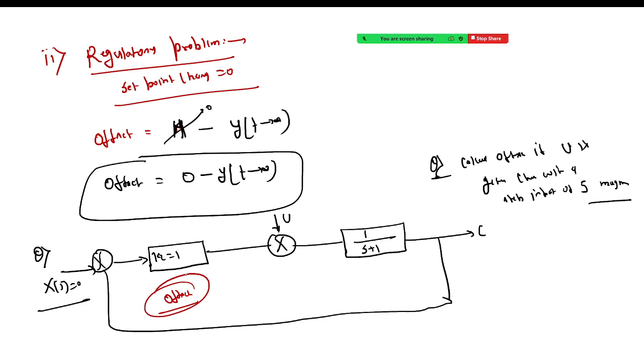First, just try the way I told you. In the case of a regulatory problem, the set point change will be 0. So according to that, you have to understand this thing.